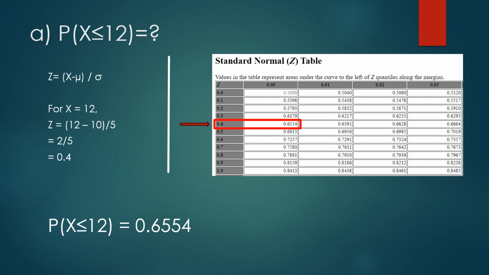Finally, using a standard normal distribution table or a calculator, we find the probability corresponding to a z-score of 0.4. This probability represents the area under the normal curve to the left of z equal to 0.4. In this case, the probability is approximately 0.6554, which means that there is a 65.54% chance that a random variable x is less than or equal to 12.